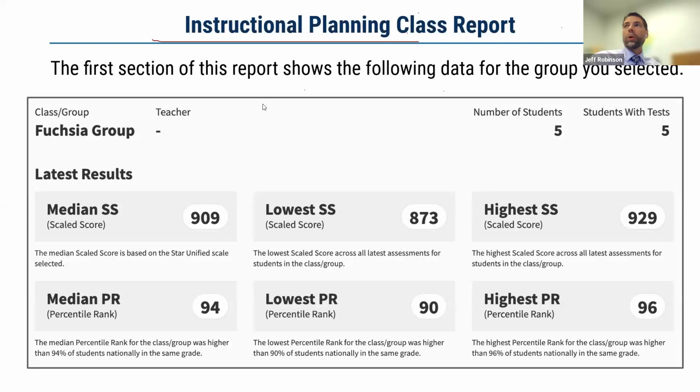So let's look at the report a little bit here. This is what the top of the instructional planning class report would look like. It's going to show data for the whole group. Remember, I mentioned a couple minutes ago, it's using the median scale score and the median percentile rank, which is why we want to group students based upon performance. It gives you the lowest scale score in the group, the highest, the lowest percentile, and the highest percentile rank for the group you selected.